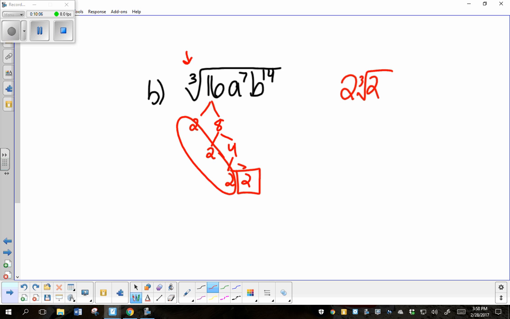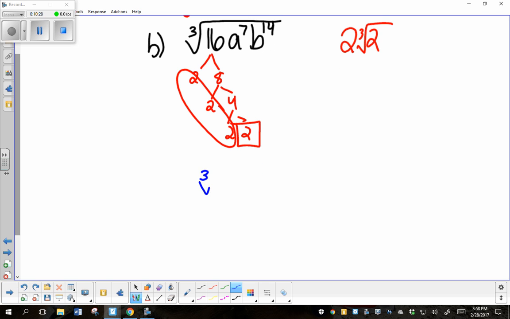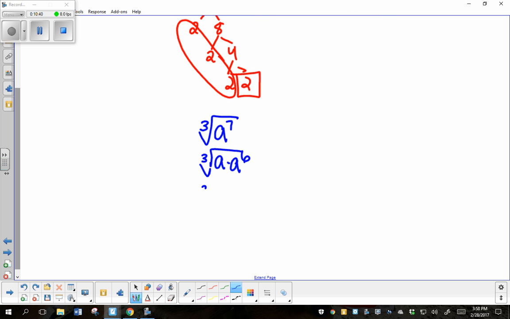Now let's talk about the a to the 7 and b to the 14. So remember, we're trying to write these as something to the power of 3. So I can't write 7 as something times 3, but I could write 6 as something times 3. So I'm kind of just going down through the numbers. 7 doesn't work. 6, ooh yeah, 6 works. We're trying to figure out the cube root of a to the 7. I could write that as the cube root of a times a to the 6th. And then I could write the a to the 6th as a squared cubed.